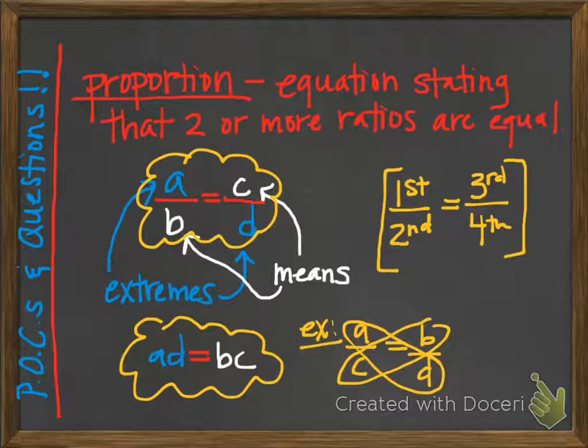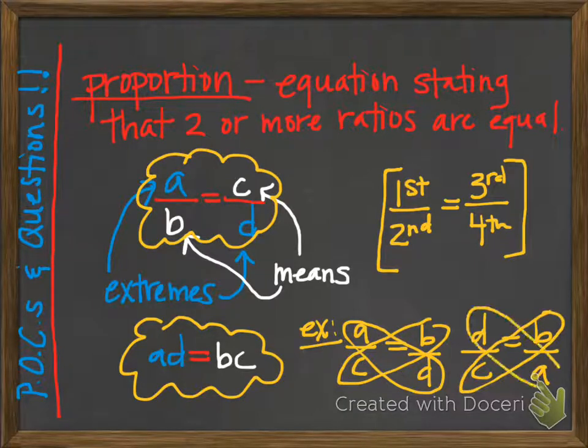The A and D are still going to be multiplied together. The B and C are still going to be multiplied together. And there's probably 8 different ways you could write this proportion where you'd still have the same cross products. Another way you could write it could be, let's see, what's a good one? You could say D over C equals B over A. When I cross multiply, my cross products are still going to be A times D and B times C. So it's still going to give me the same thing.